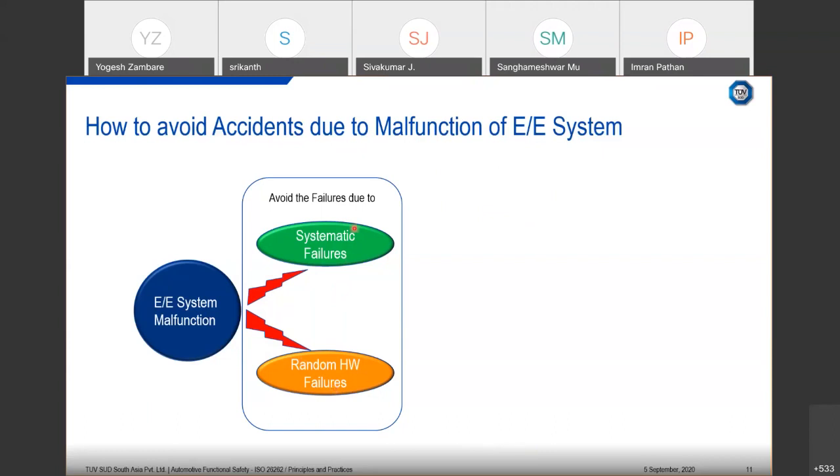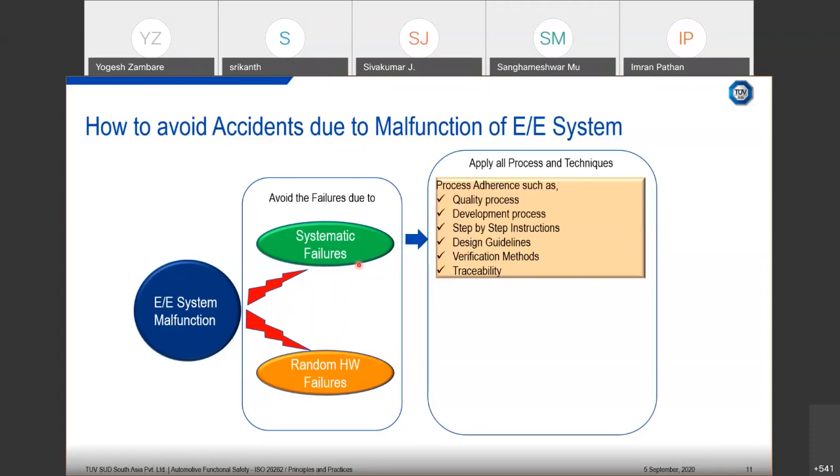Systematic failures can be traced back to identify the root cause, and the same can be corrected by changes in the design. It is applicable for both software as well as hardware. Also, we can reduce systematic failures by applying process: the quality process related aspects, and development related step-by-step procedures and design guidelines for various levels, the system level, hardware level, software level, and so on. And also there are various verification methods, which include review, analysis, simulations, testing, etc. Also traceability, which brings consistency across the various levels of product development. So by applying this, we are able to reduce systematic failures.